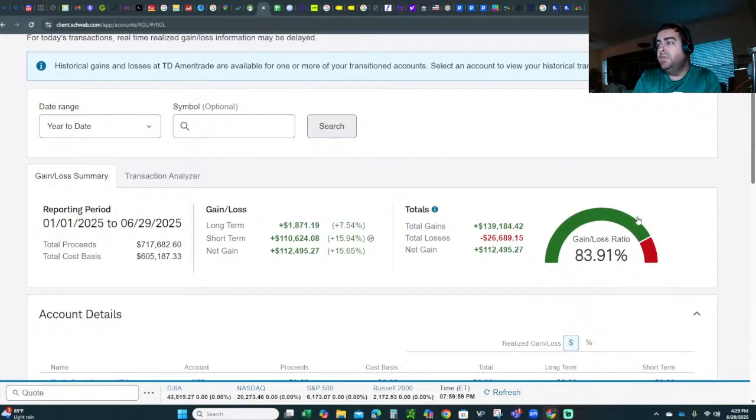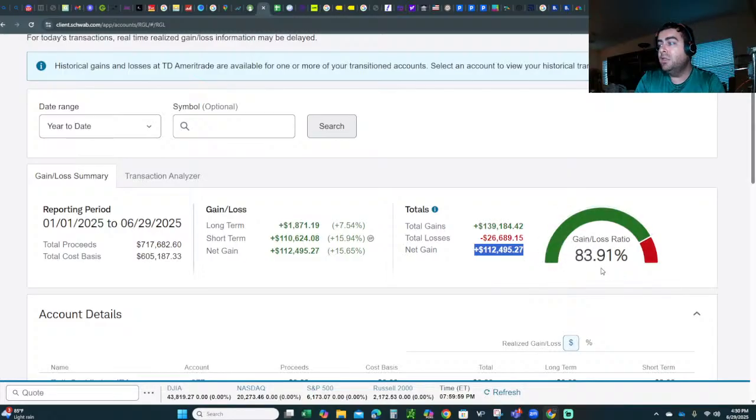So anyway, this account, folks, and this isn't easy for me to show, just so you all know. Like this is not easy for me to show, but I'm doing it because I like to believe I'm very transparent on here. So my gross gain is nothing but gross. Total gain for the year: 139,184.42. Total losses: 26,689.15, which results in a net gain of, and we're not even halfway through the year, but 112,495.27.